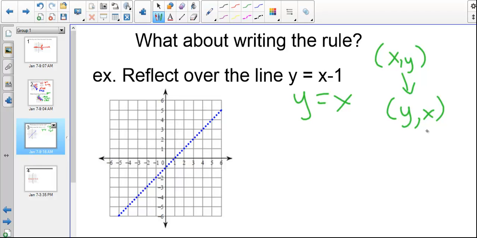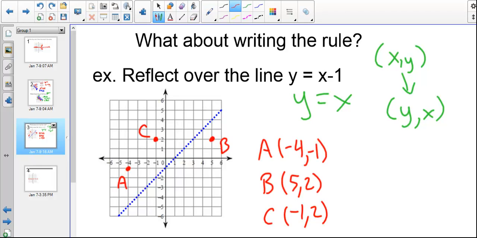So I'm just going to jot down some random points to start. Alright, so I've got points A, B, and C here, and their coordinates, and I want to know where they will land if I reflect over this line. And obviously this line that I have has a slope of 1, so I'm going to be traveling with the slope of -1. So if I start at A and go down 1 over 1, I do that 2 times to get to the line of reflection.